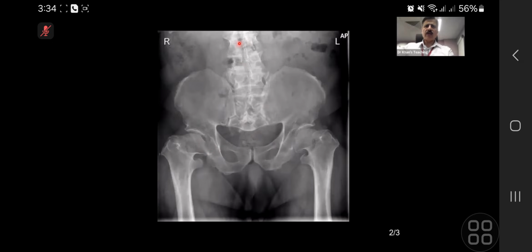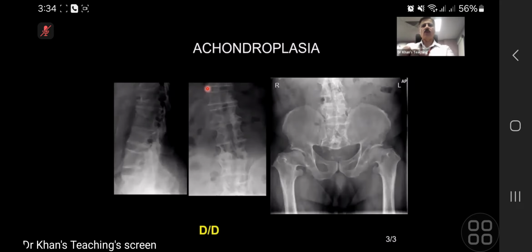But if you look carefully, again, look at this pedicle and this pedicle. Look at the distance from this to this. And then look at the distance from here to here. Look at the distance between these two. And you can convince yourself that it is decreasing. So this kind of subtle finding, but you get your diagnosis on that. Achondroplasia.